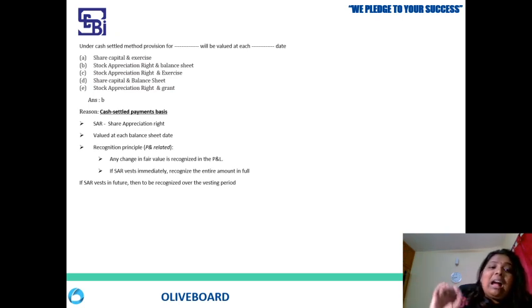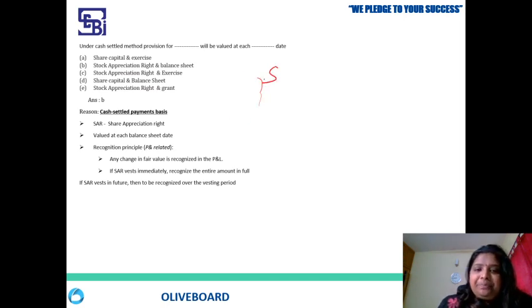Now, the method of accounting is different for both. If it is equity settled, the method of accounting is different. If it is cash settled, the method of accounting in the books of the company is different. So the question here is, if it is cash settled, what will you do? First thing, it is called Stock Appreciation Right, SAR.